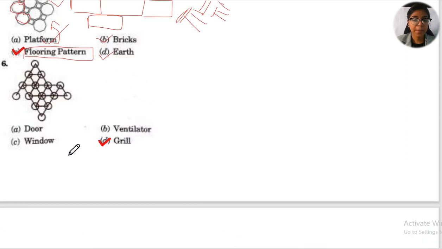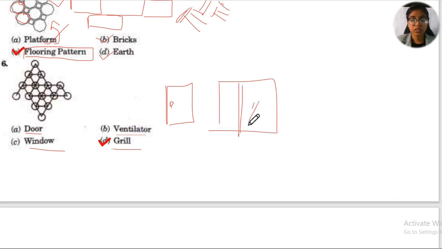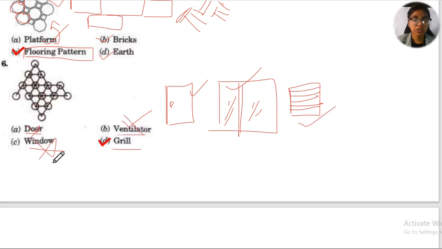Next question is door, window, ventilator or grill. Door should be like this. When they are talking about window, then it should be somewhat like this, glass hatching. Then you would say that this was a door or window. Also they are saying ventilator. No. If there were a ventilator, the sketch would be somewhat like this. But it's not a ventilator, nor door, nor window. It can be a grill. You can make modifications with the grill of any shape and size you want. So this is your grill work.